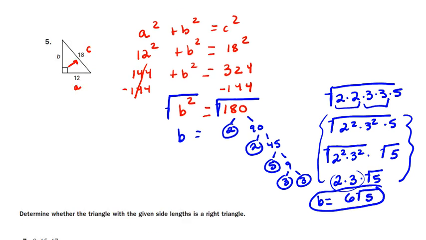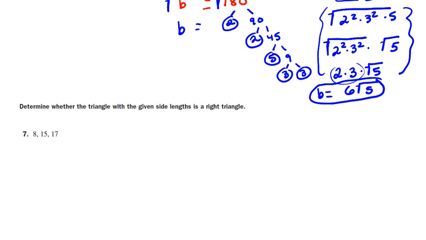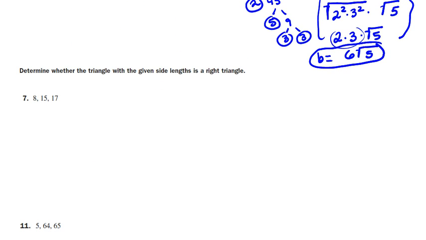Now for this next part, we wanted to determine whether the triangle with the given side lengths is a right triangle. So let's think about that. My largest side has to be my hypotenuse, so that would be C. Then it doesn't matter what I label these. One's A and one's B. So I'm going to use my formula again. A is 8, so 8 squared, plus B is 15, so 15 squared, equals C is 17, so 17 squared.